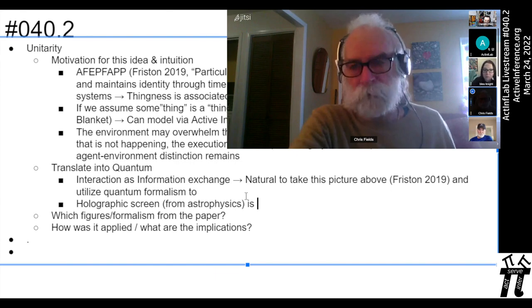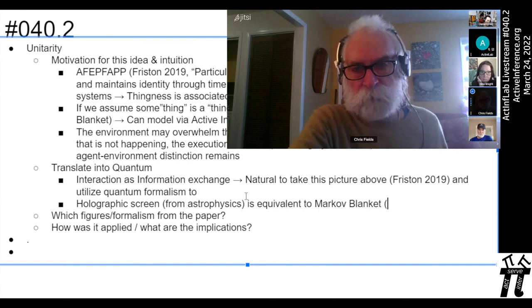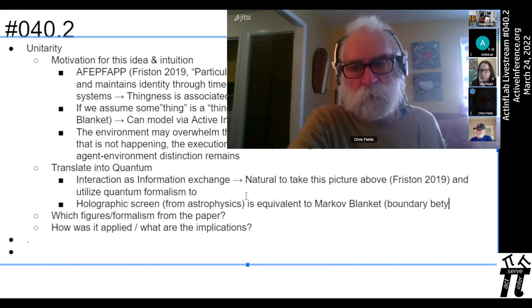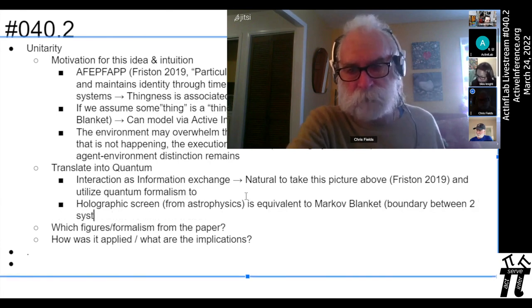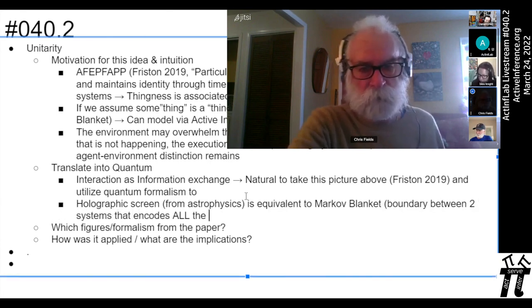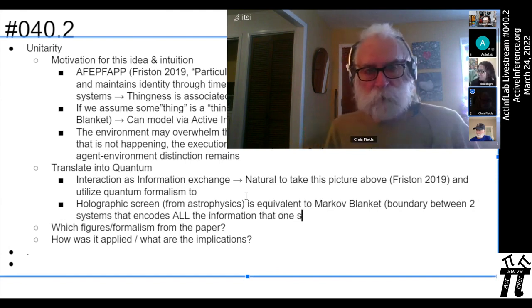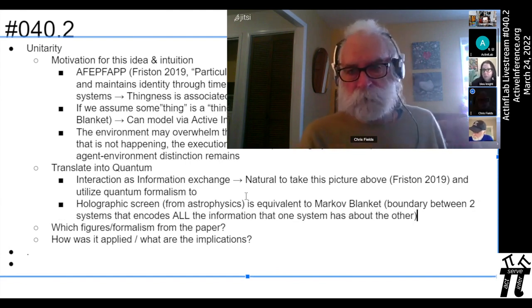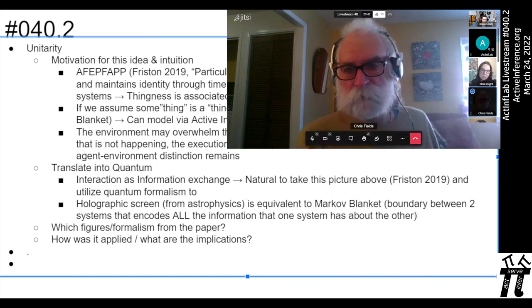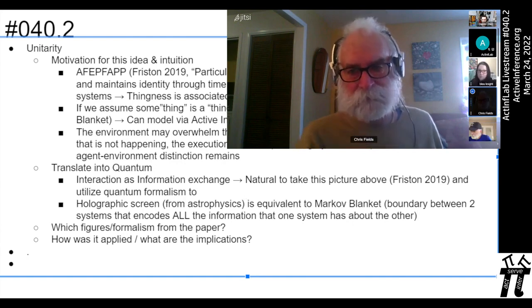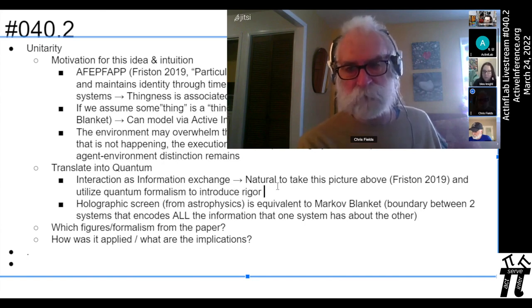It's a boundary that encodes information. Specifically, it's a boundary between two systems that encodes all of the information that one system can have about the other. So it does just what a Markov blanket does. It provides an information encoding boundary that gives the systems on the two sides of it identities for each other by distinguishing them. And this notion of identity in quantum theory corresponds to separability. Separability just means lack of entanglement.